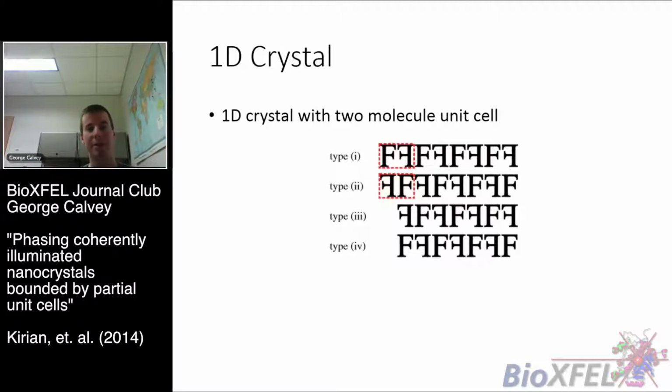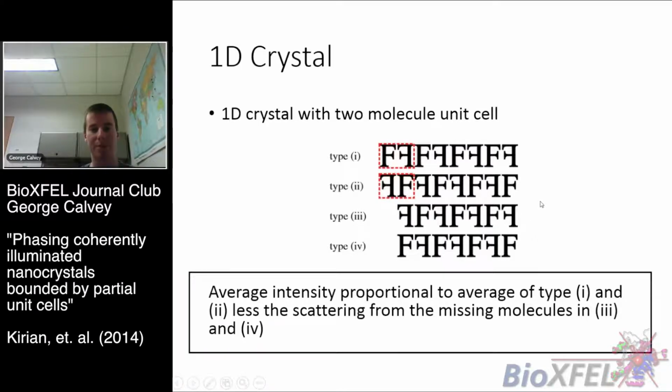First, the paper looks at just a 1D crystal. They use this F, and you can divide this unit into two Fs. There are 4 types of crystals that they consider here. The first 2 have complete unit cells throughout the crystal. Type 2 is just created by translating the first F by 1 unit cell length, and then types 3 and 4 have incomplete unit cells at their boundaries.